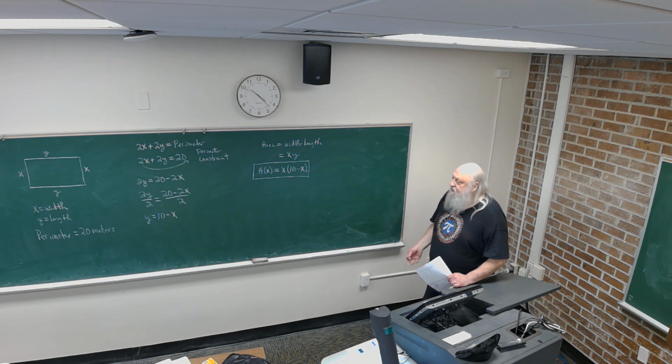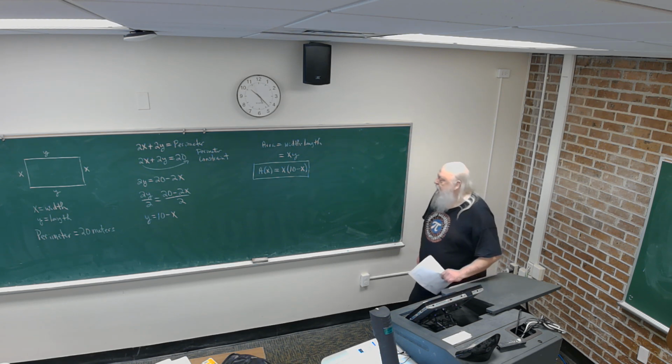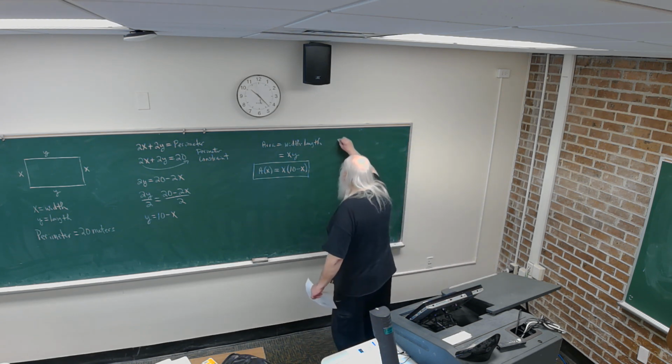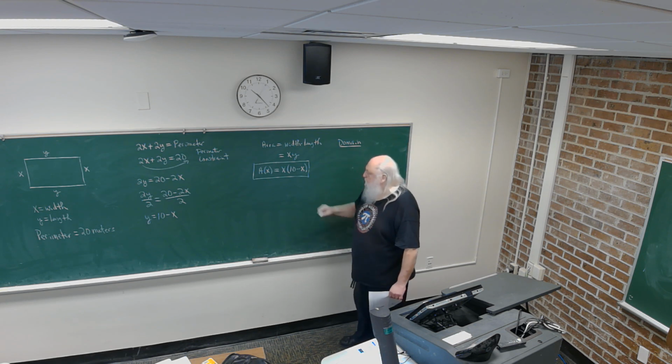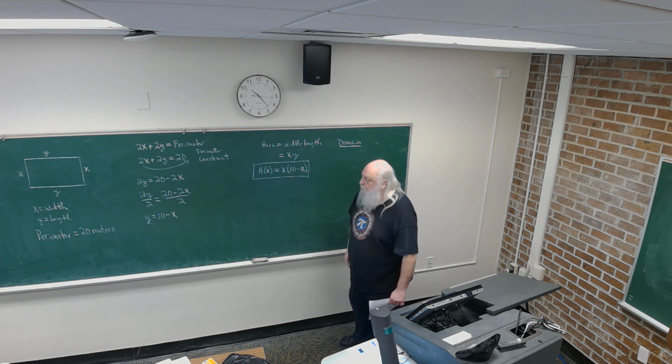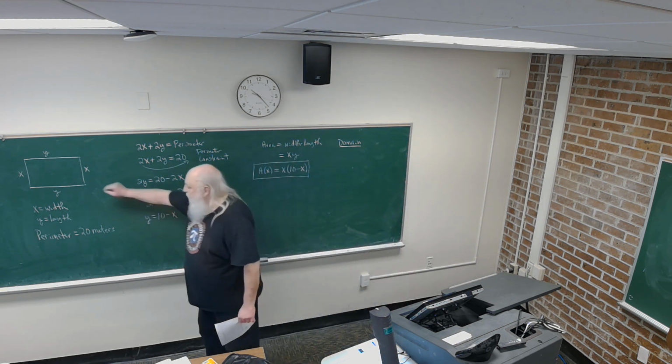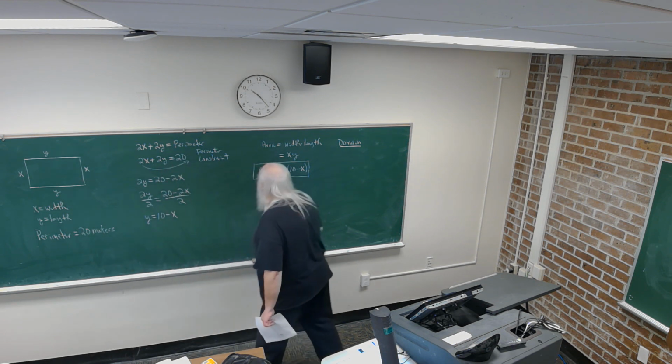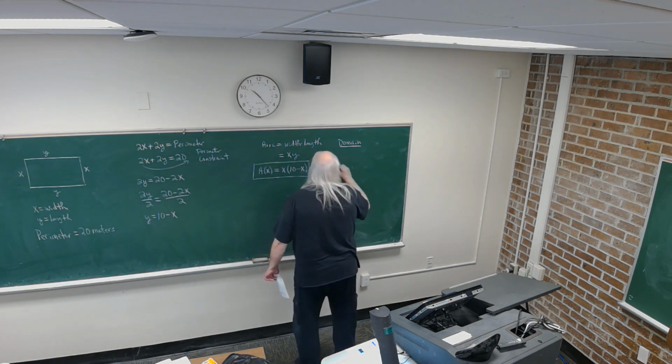So that's the area as a function of one of its sides, in this case the width x. Okay. Now the domain, like last time, the width can't be negative and it can't be 0. Because if x is equal to 0, you got 0 times 10, which is 0, no area. Right? So the width has got to have some height, right? It can't be 0, it can't be negative. So x has to be greater than 0.